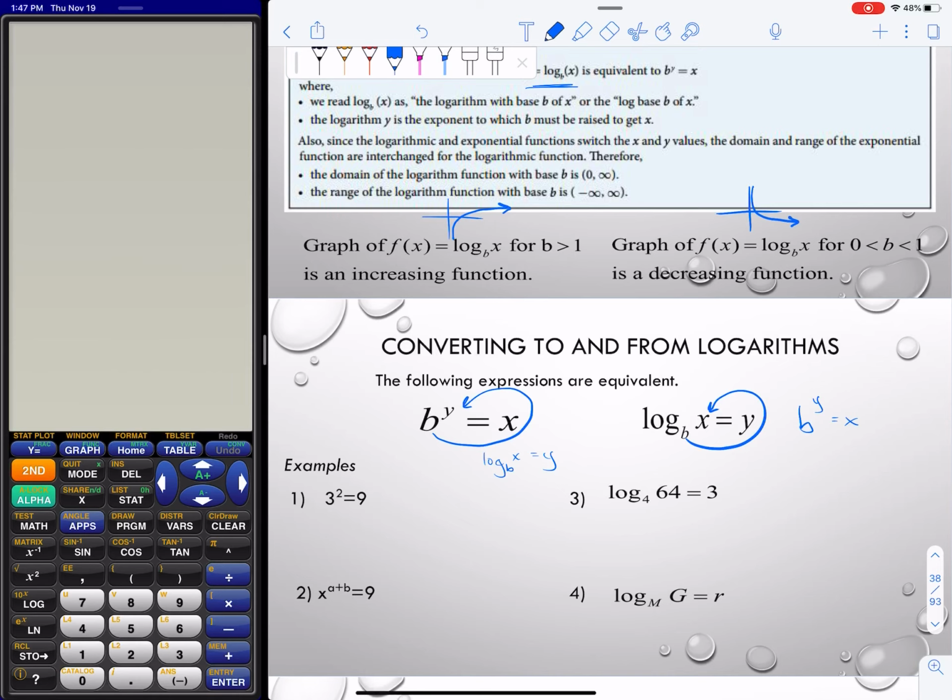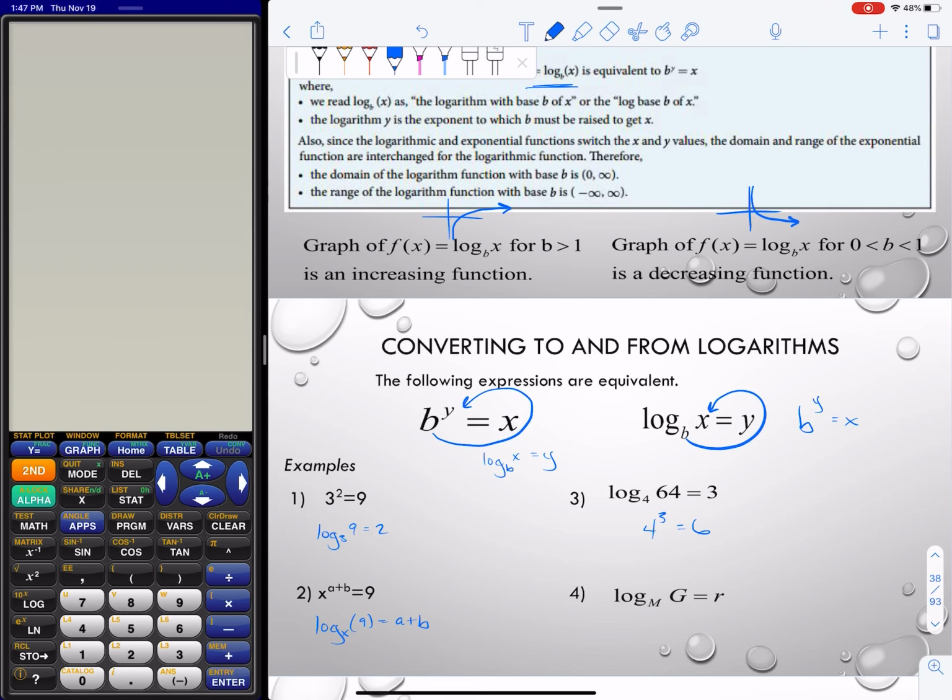So typically I would go through and we would do a bunch of these together. Example number 1 would be something like log base 3 of 9 equals 2. Example number 2 here, we would have the log base x of 9 equals a plus b. In number 3, we would end up with 4 to the third power equals 64.